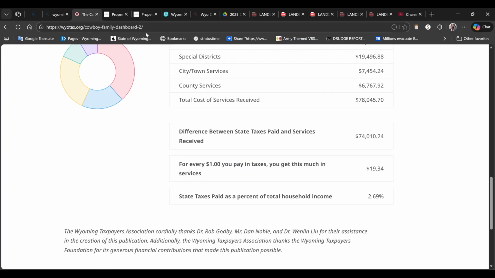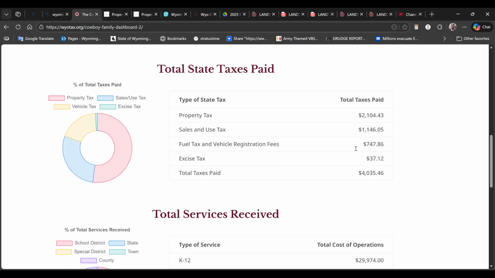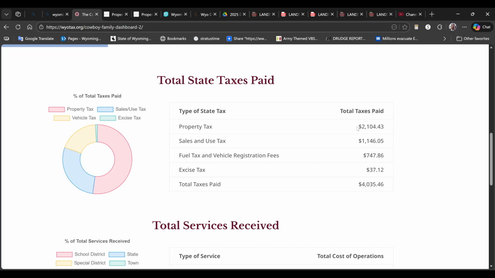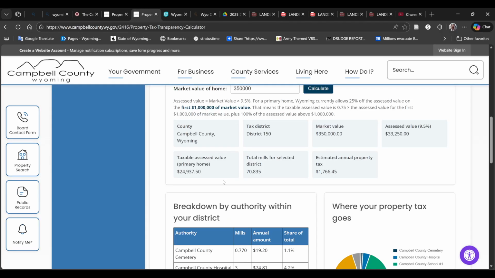Now remember, if we were to go back over to that other tool, it said the annual tax was $2,104.43. So what's the difference? A big part of that difference is going to be that 25% tax break that you were getting, that the legislature put in place. So it's lowering the tax liability here by around $300 or so.